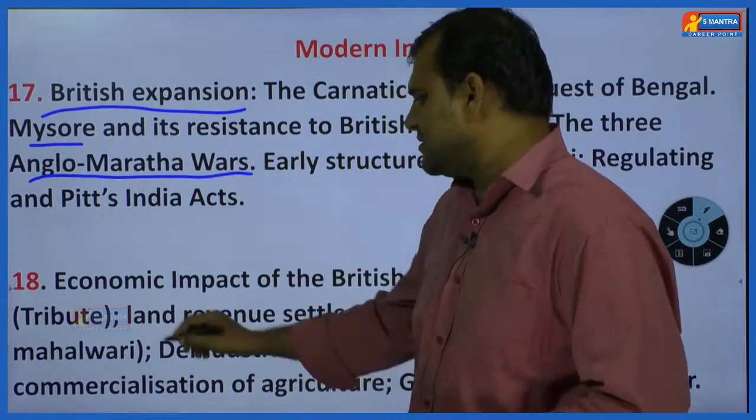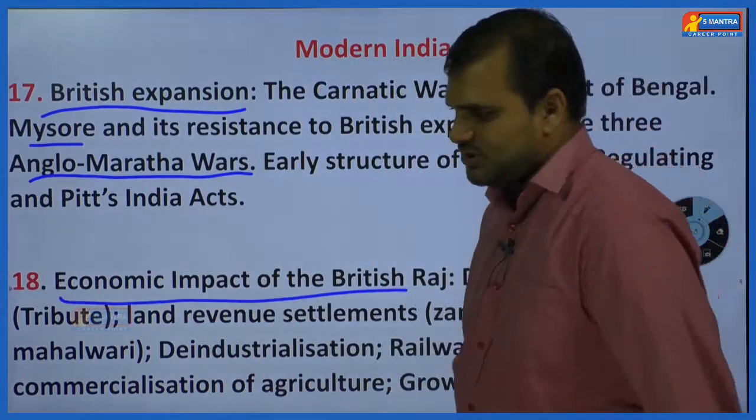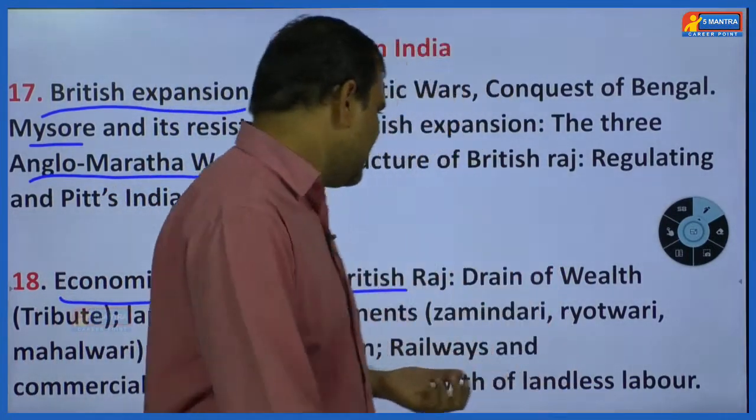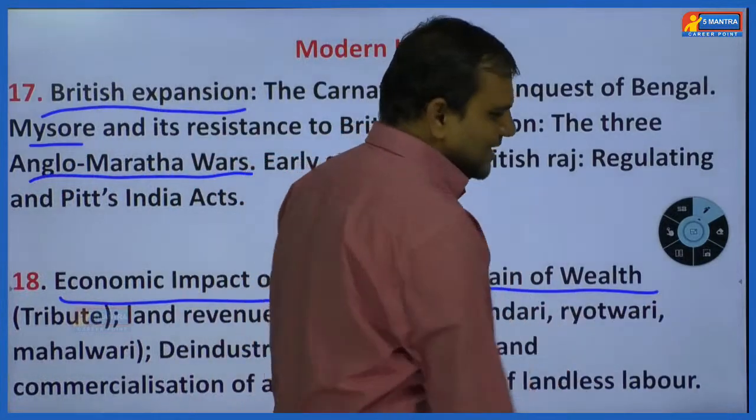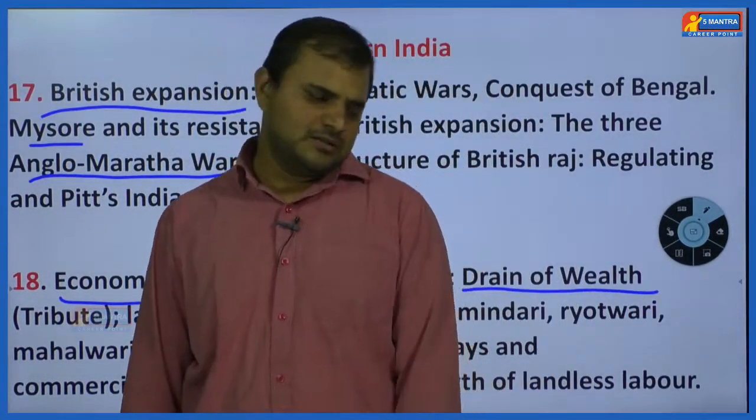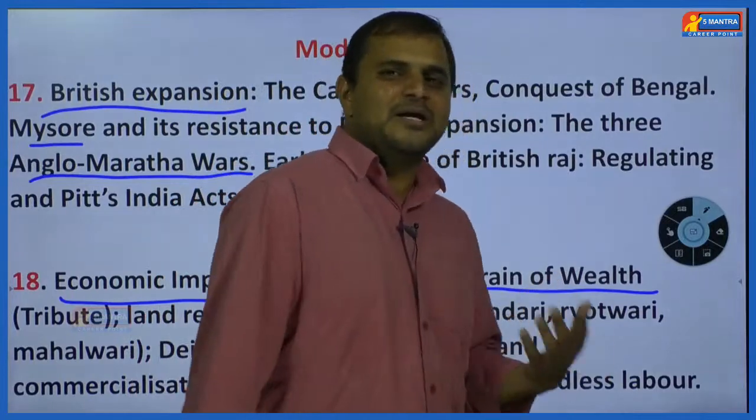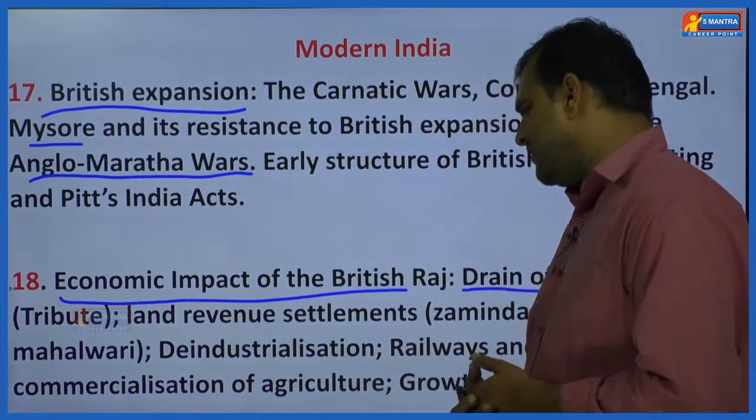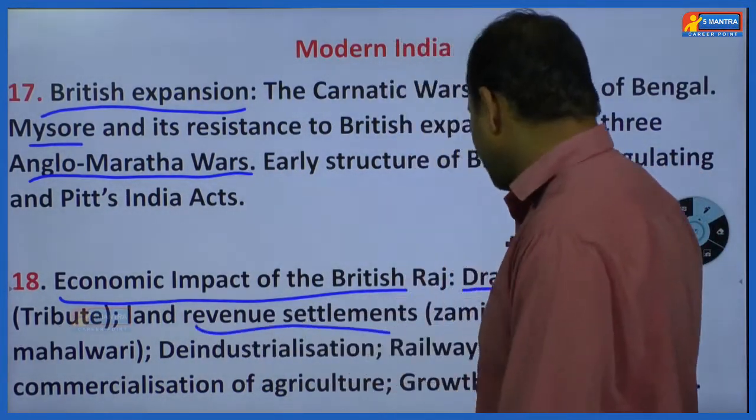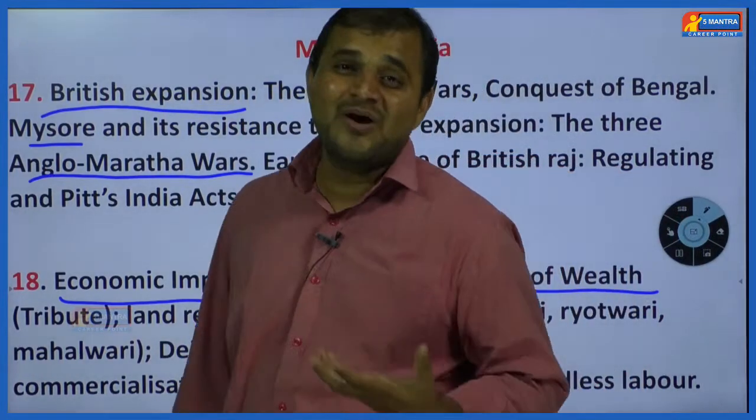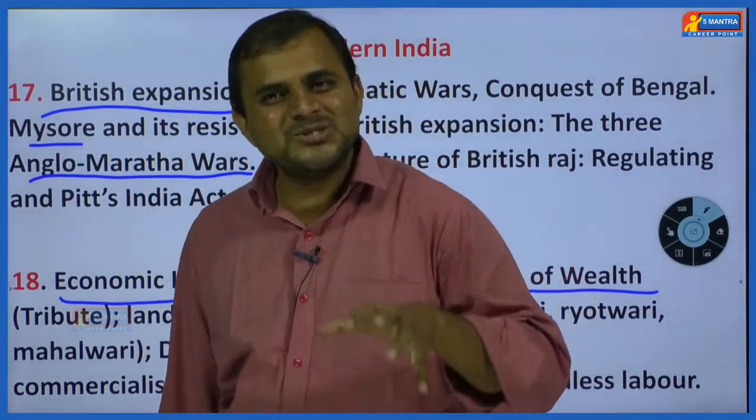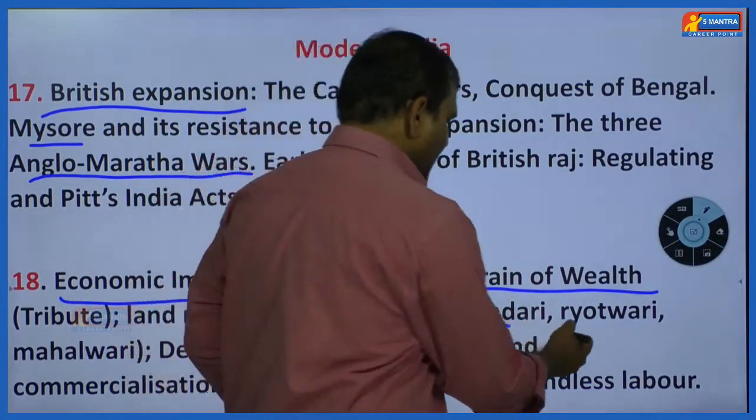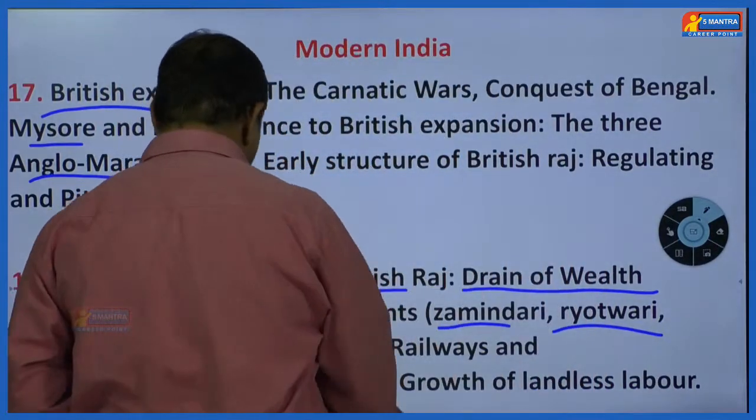And in the next chapter we discuss the economic impact of British Raj. It means collection of money, drain of wealth. Dadabhai Naoroji explained drain of wealth, and poverty and British rule in India. The British started economic revenue systems, revenue settlements. We have the Zamindari system, Ryotwari system, Mahalwari system. We should thoroughly understand these and learn these concepts.